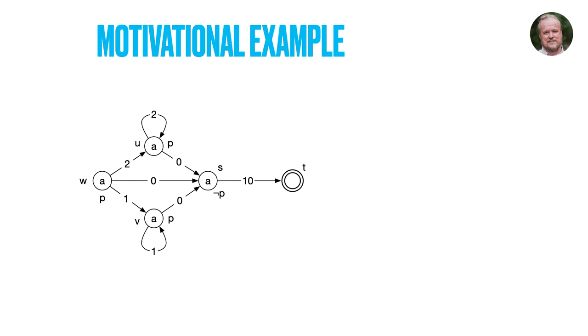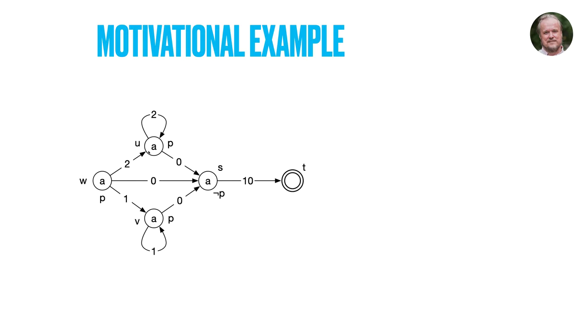To give you an idea why this might be interesting, let's take a look at the following transition system, which we will refer to as a game. Here, agent A has two strategies to maintain condition P. Either A can go up and loop here in state U to maintain condition P indefinitely, or it can go down and loop here in state V.